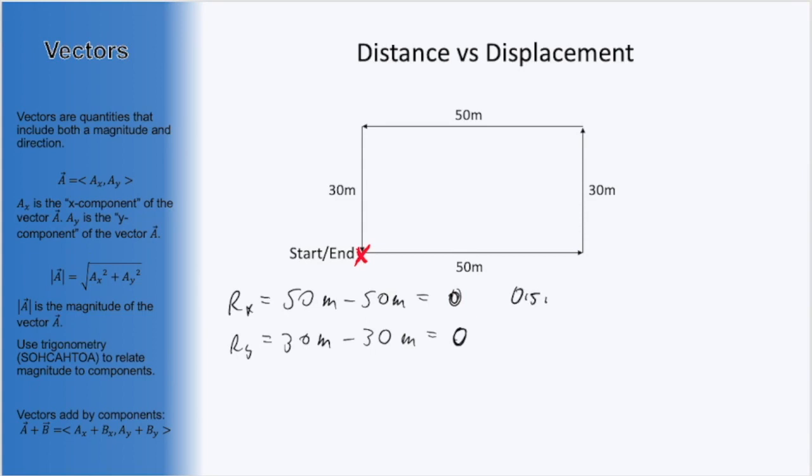The displacement will then be the magnitude of this resultant r vector, which is the square root of 0 squared plus 0 squared, which will just be 0. Finding a displacement of 0 meters makes sense because displacement only cares about the difference between where we started and where we ended up. Since we ended up at the same place we started at here, displacement should be equal to 0 without even doing a calculation.